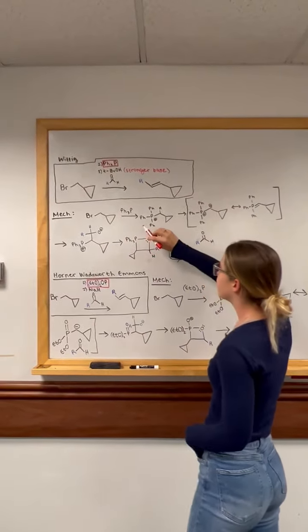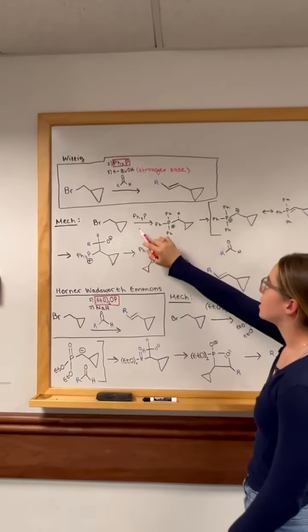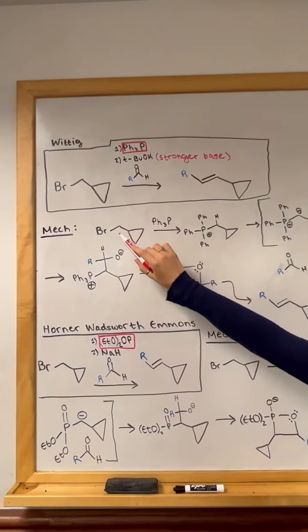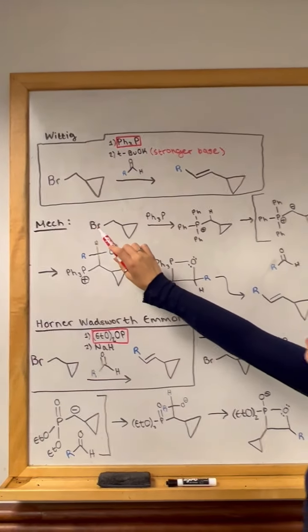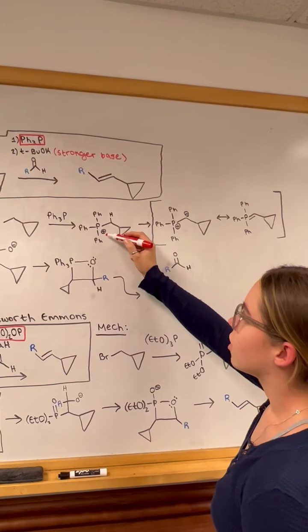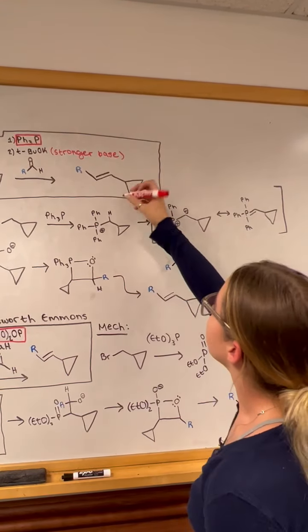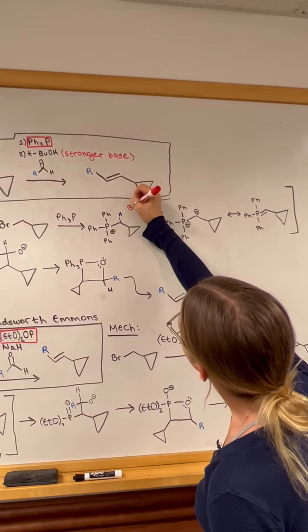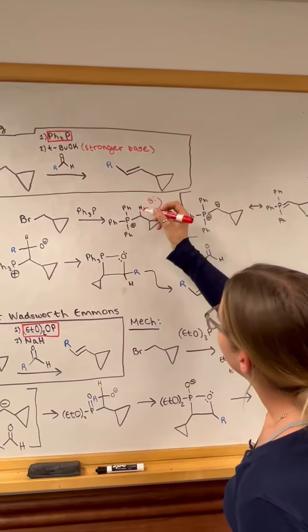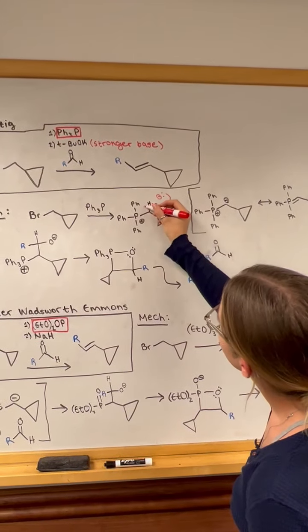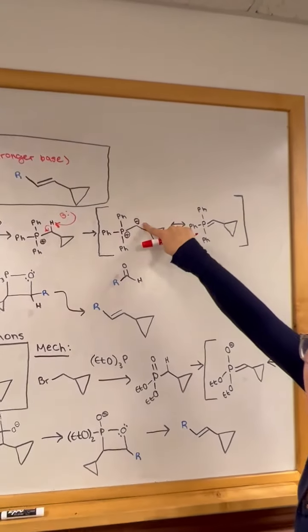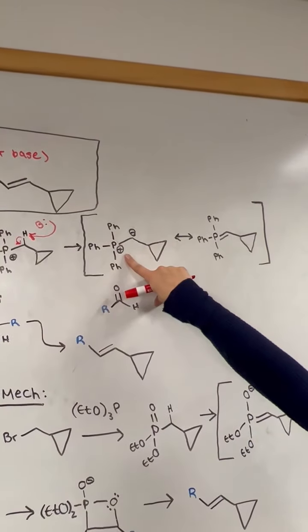So for this mechanism, the first thing that we need to do is add the triphenylphosphine in place of the halogen. In this case, I'm using bromine. And once we do that, there's a positive charge on the phosphate. From there, we deprotonate the carbon next to the phosphate and swing these electrons down onto that carbon, which then puts a negative sign on the carbon, and you still have that positive sign on the phosphate.